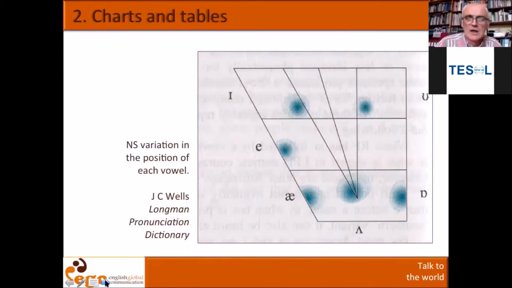Another one that I picked up over the years and I find interesting is this one from Wells' Longman Pronunciation Dictionary. And instead of dots, he's got splatters, like someone's fired a shotgun at different places on the vowel chart. And what Wells is reminding us of with this splatter effect is that there isn't a single position for each of the vowels of English.